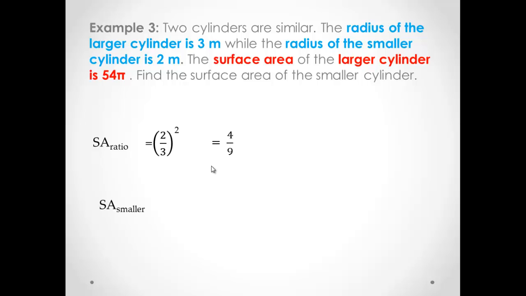So if we want to find the surface area of the smaller one, what we have to do is take our scale factor, multiply that by the surface area of the larger cylinder, which is 54 pi. That simplifies to 4 times 6 pi, which equals 24 pi meters squared. We should have a unit of surface area, and we could leave it at 24 pi. If you put it into decimal form, that would also be fine.